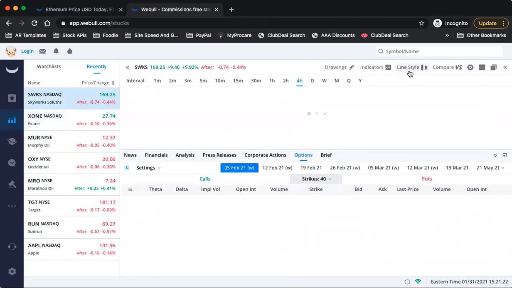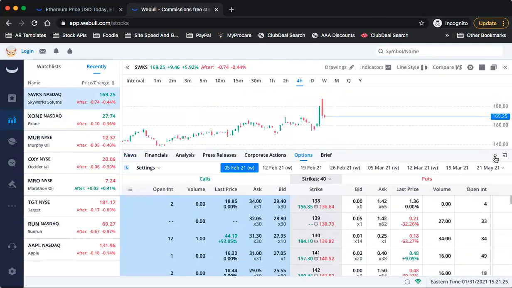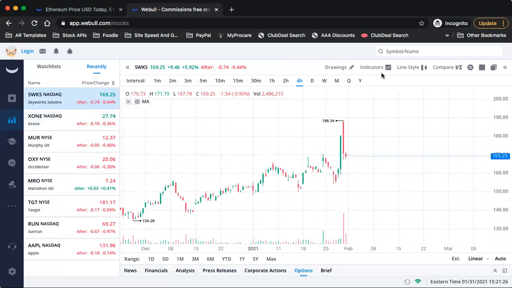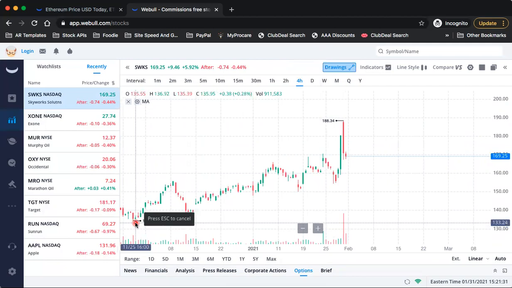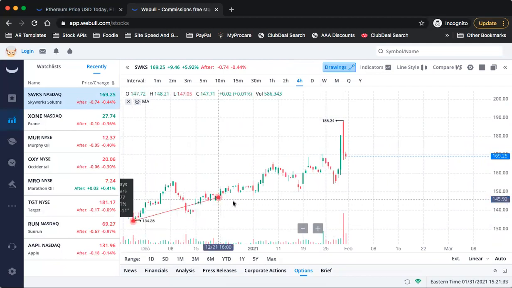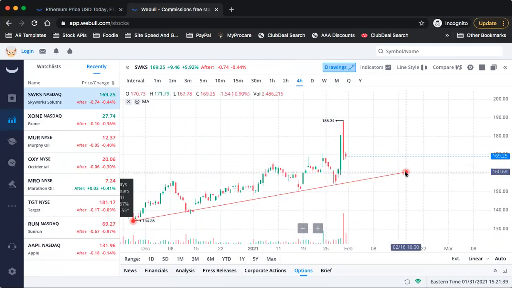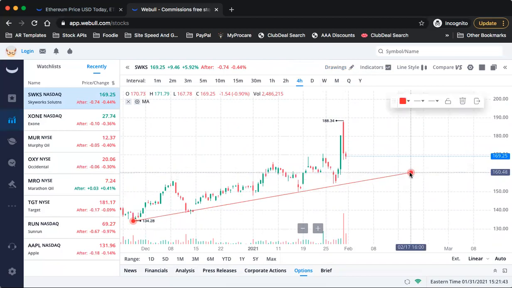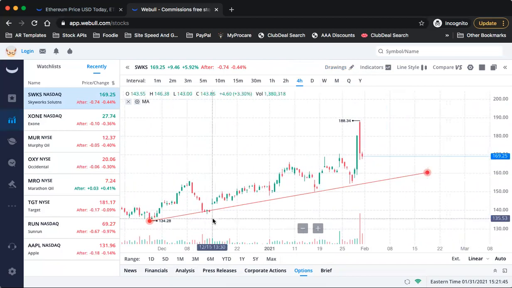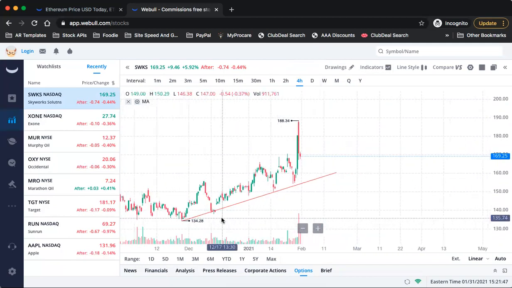Skyworks Solutions is another one. Let's have a look at this one real quick. As you can see, the trend line is beautiful. We start from here. Like I said, I'm trying to get like 3 points. So if I look at these two and this, roughly like this. Anyway, I'm trying to be approximate. I don't have to be exact.